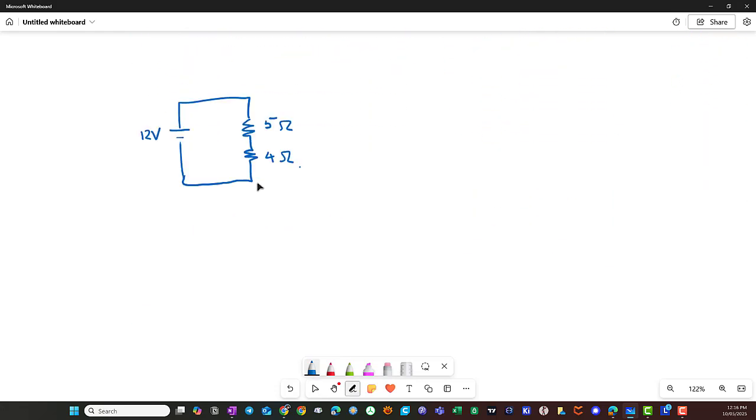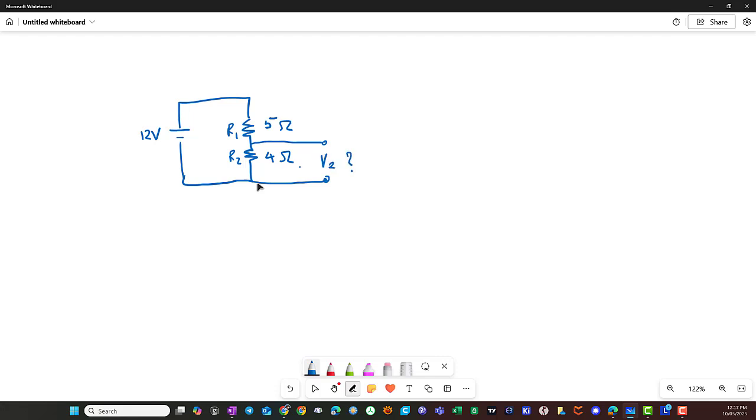Now what is the voltage across the 4 ohm resistor? Let's call this resistor 2, and let's call this resistor 1. What is V2?